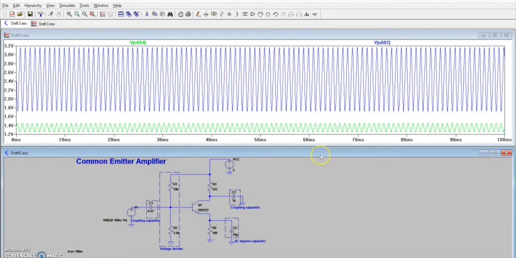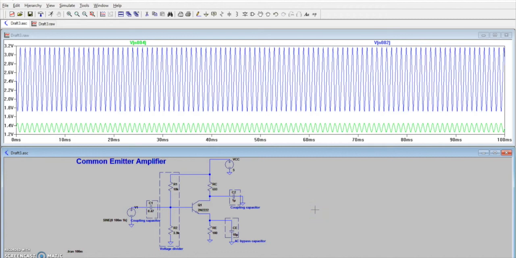As you can see, our green signal is about 0.2 volts peak to peak, while our blue signal is almost around 2 volts peak to peak. So you have in general almost a 10 voltage gain, which is way higher than we would observe if we had no bypass capacitor and only relied on the ratio between the collector resistor and the emitter resistor.